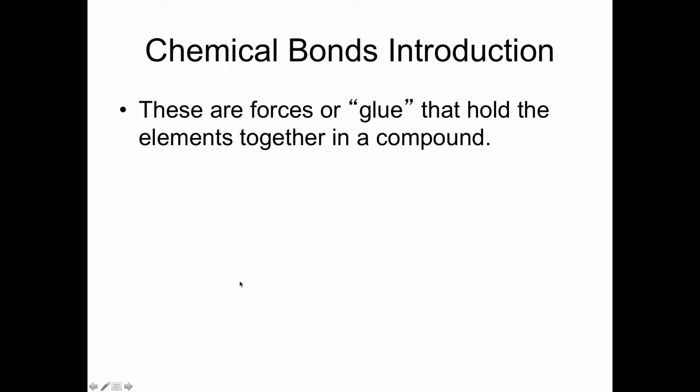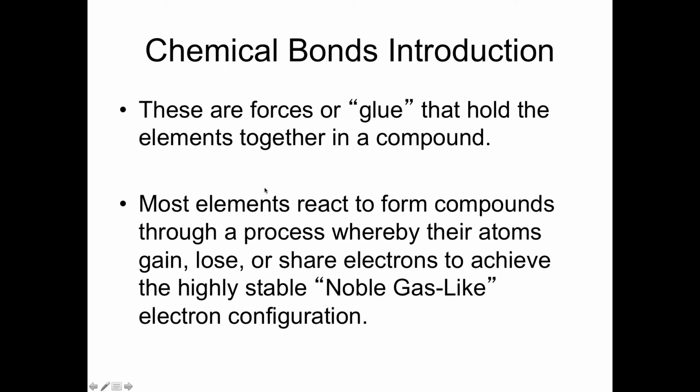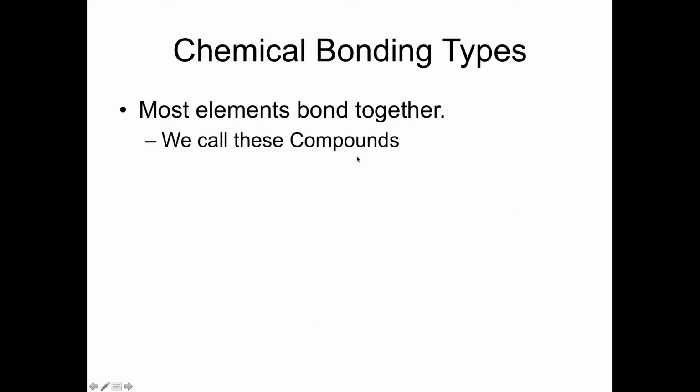All right, now for the last little bit of this video, I'm going to talk about some different types of chemical bonds. Basically, a chemical bond is a force or a glue that holds elements together in a molecule or a compound. Most elements make bonds by either transferring electrons, gaining or losing them, or some just share their electrons. And the whole goal, again, is to get that noble gas-like electron configuration, or 8 valence electrons. They want to be like Mike. They want to be like the noble gases.